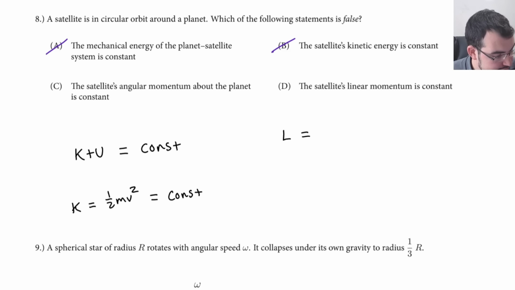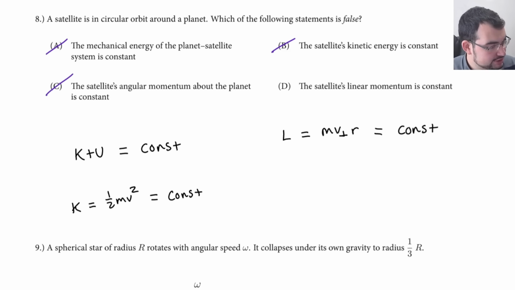Well, in circular orbit, we have this quantity, right? mvr. I actually should say mv perpendicular times r. And the satellite's mass is always the same. Speed is the same in circular orbit. Distance is the same in circular orbit. So we don't even have to do any cross product shenanigans. This is also constant.